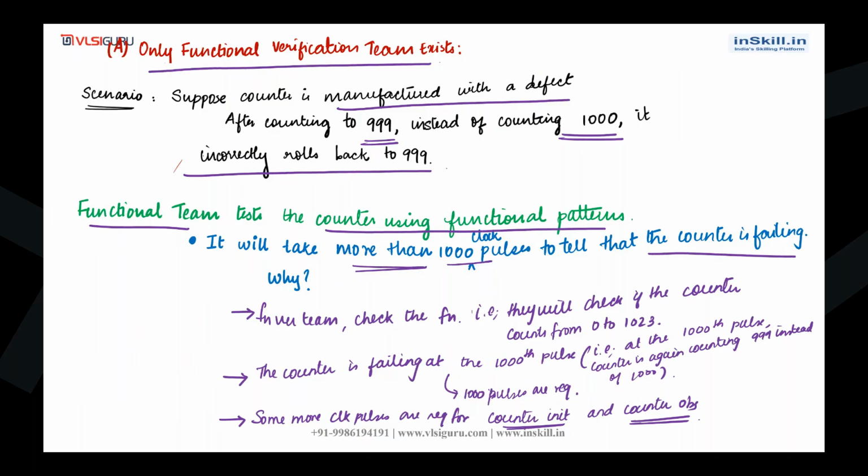So that is why the functional verification team will take more than 1000 clock pulses to tell that the counter is failing in this case. So you can just read this slide once. I'll give you 2 minutes. You can just read this and try to understand.